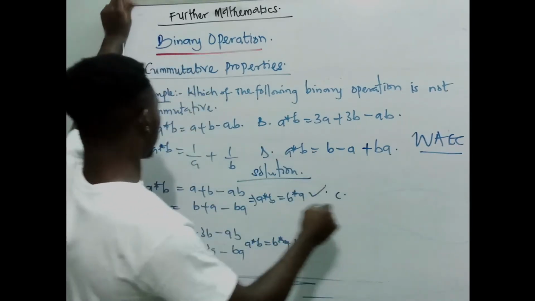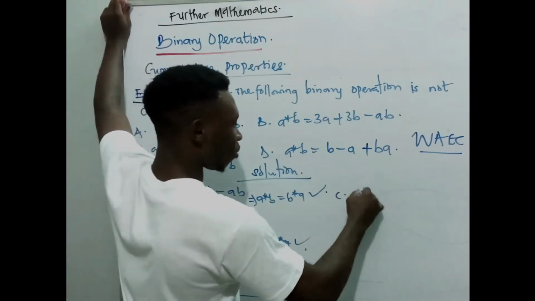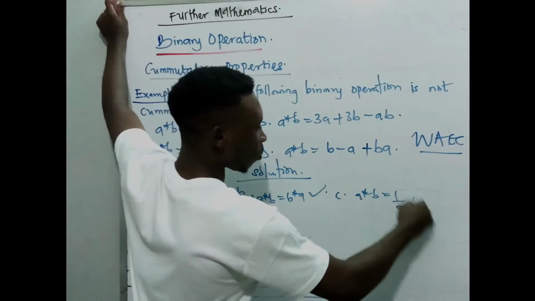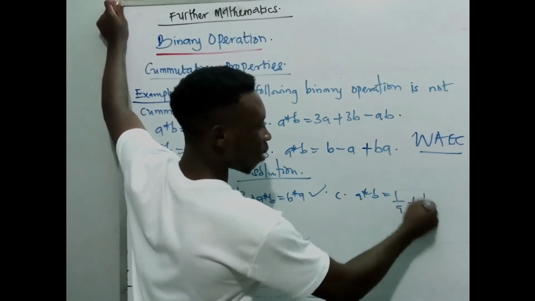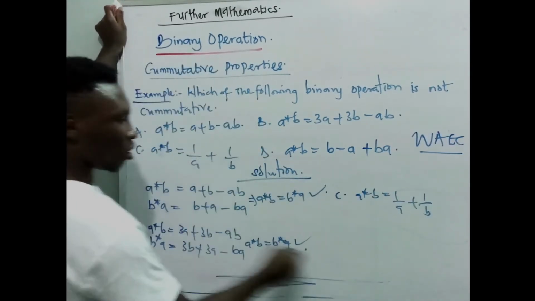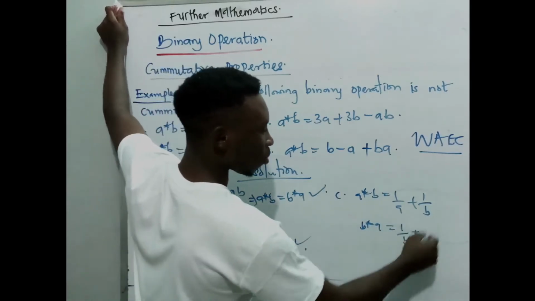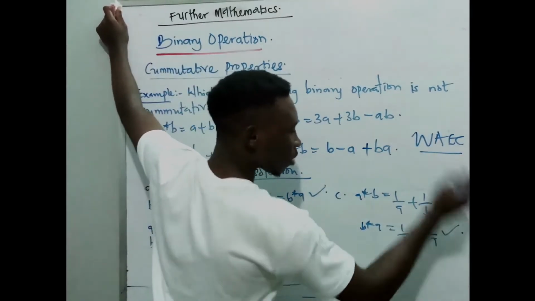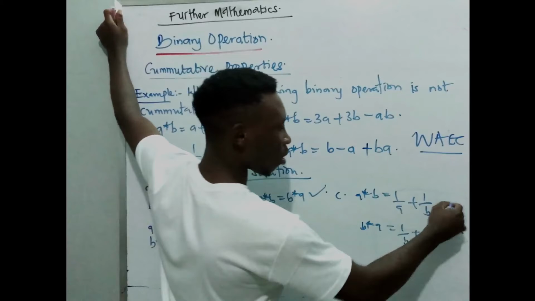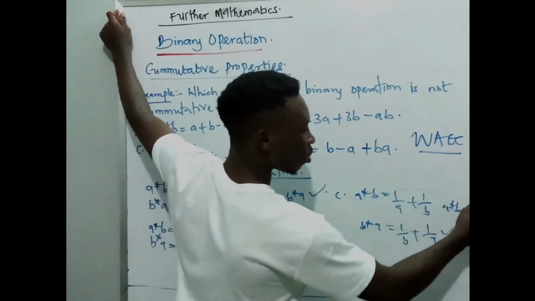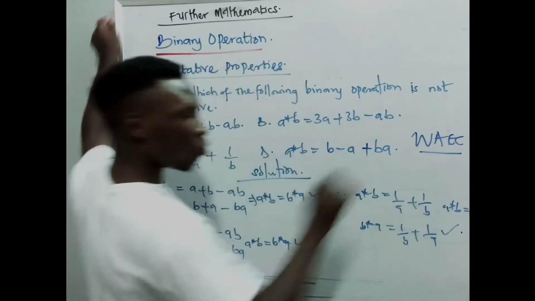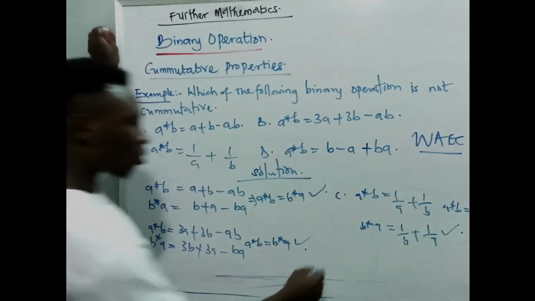The C says A operation B is equal to 1 over A plus 1 over B. That is, B operation A is equal to 1 over B plus 1 over A. Therefore, if you pay attention, A operation B is equal to B operation A. It is commutative. Now, let's go to the D.